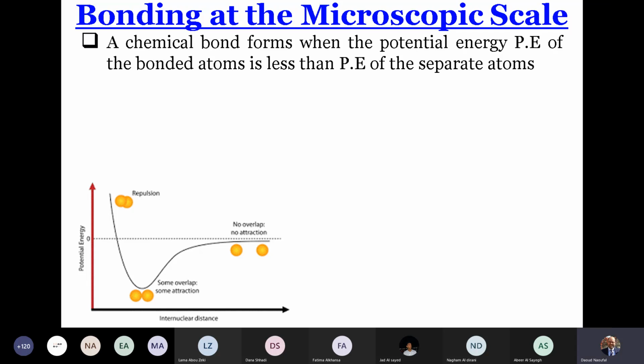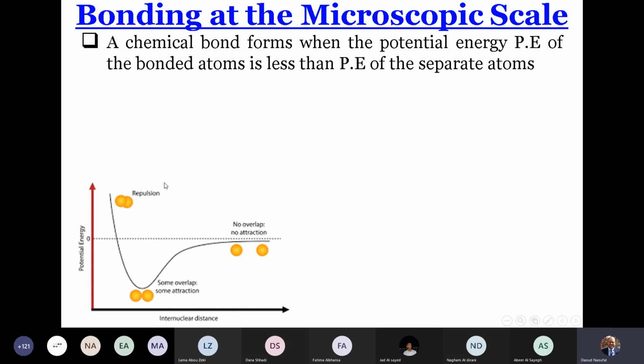But at the same time, when the atoms are close, we will have repulsion between the electrons of the first and the electrons of the second, and the protons of the first and the protons of the second. So when the atoms are close, we have two types of interactions: attraction and repulsion. If the repulsion is greater than the attraction, the two atoms cannot be joined together. And if the attraction is greater than the repulsion, we will have a bond between the atoms.